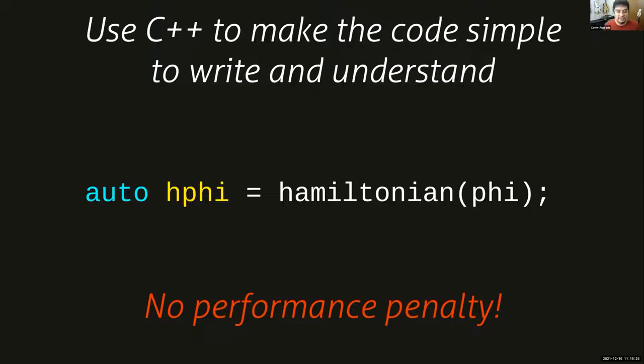This is a very simple syntax that allows you to write very compact code, very simple and easy to understand. You don't have to pass 10 arguments to a Hamiltonian function, for example. And the good thing is, with modern C++, you don't get any performance penalty for doing these things. There are no superfluous copies or any other type of negative performance impact. This is one of the reasons we can have very compact code, only 12,000 lines for a full DFT implementation, because we can have very simple syntax.